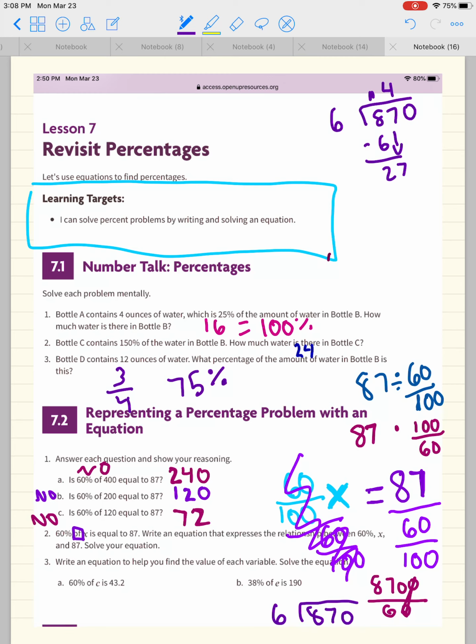6 goes into 27 4 times, and it's 24. 27 minus 24 is 3. Bring down the 0. 6 goes into 30 5 times. And I can stop here. The answer is x equals 145.